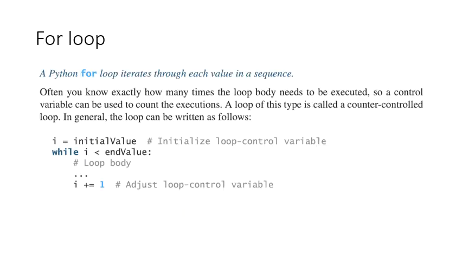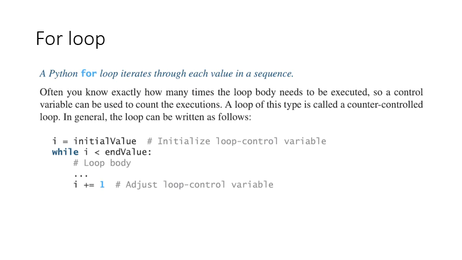For loop. Python for loop iterates through each value in a sequence. Often you know exactly how many times the loop body needs to be executed, so a control variable can be used to count the executions.